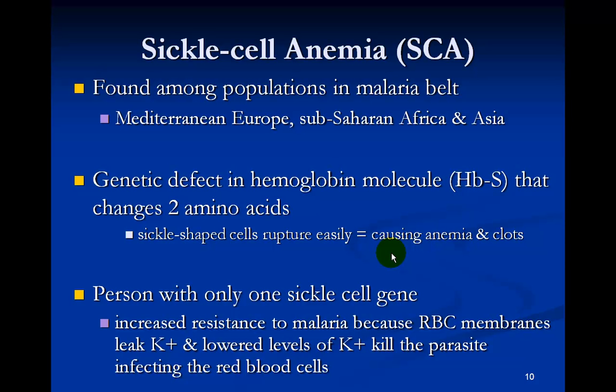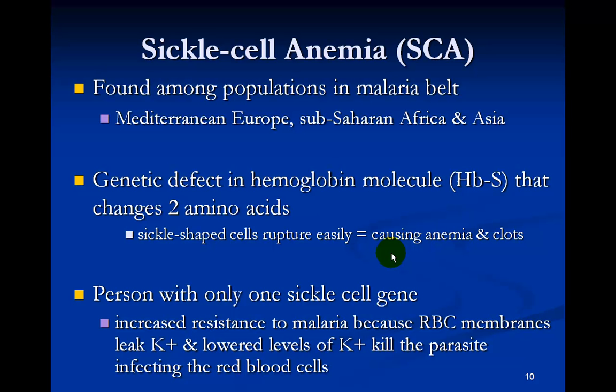Now, the malaria belt is Mediterranean, Europe, sub-Saharan Africa, and Asia. Malaria is carried typically by the Anopheles mosquito. That bites an infected person, passes along the plasmodium to the next person that it bites. Well, sickle cell anemia is a genetic defect in hemoglobin, and it changes two amino acids.